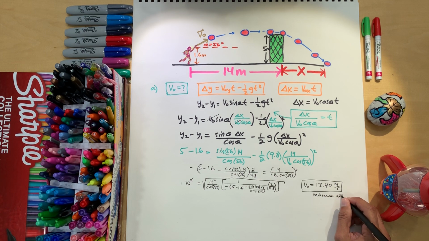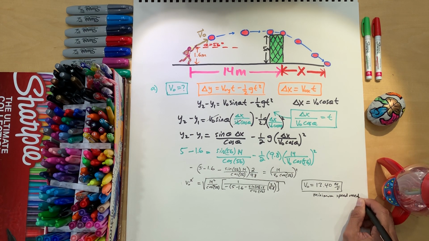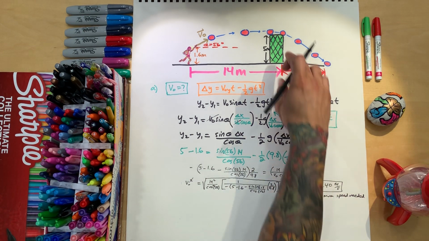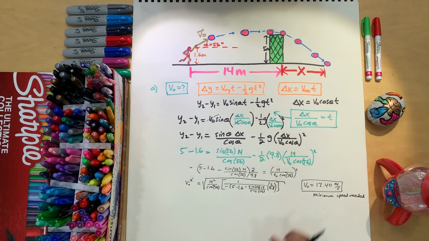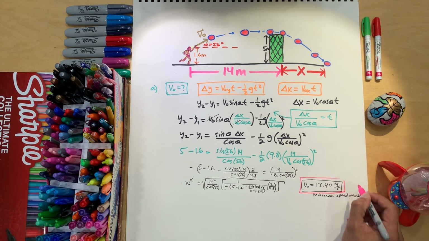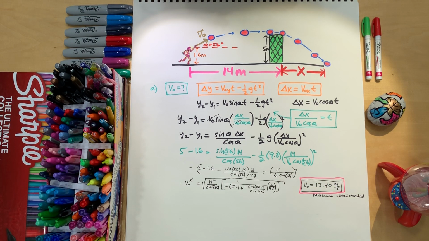So that is the minimum speed needed to clear the 5-meter fence right there. Okay, so let's put a little important box around it. Now let's do part B.